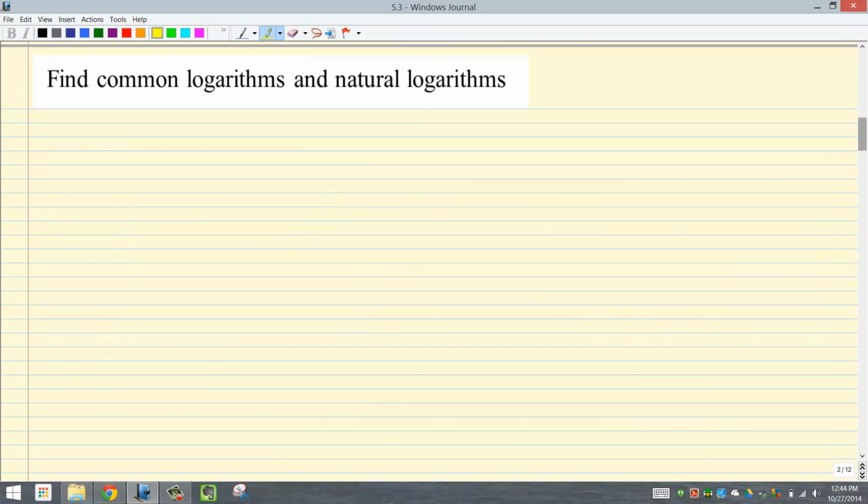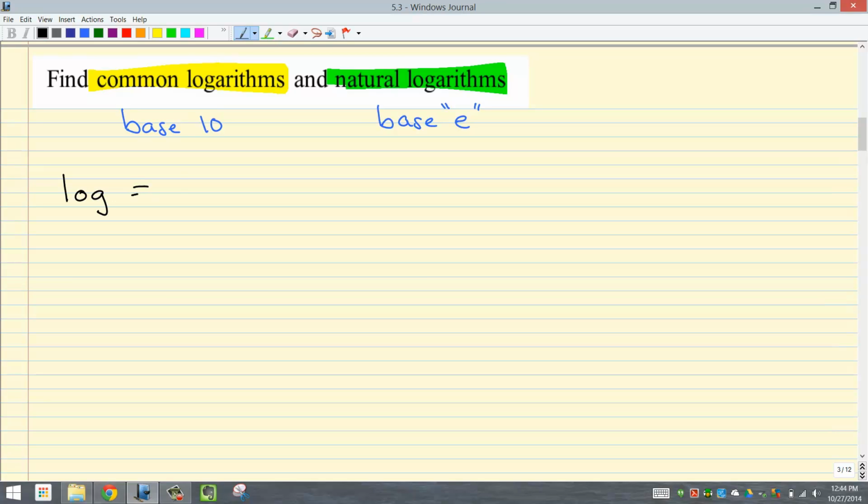Your calculator can only handle two types of logs. The first type of log is called the common log. And the common log is base 10. The natural log is something called base e. And so let's talk about base 10 log real quick first, and then we'll talk about base e. So if you see something that is just written as log, that means log base 10. And this is called the common log.